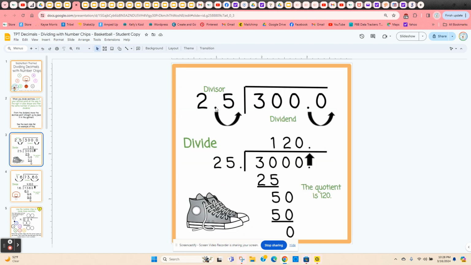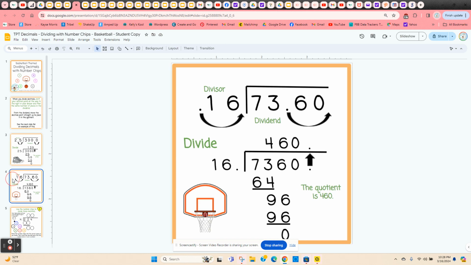So here we want to move the decimal point in the divisor all the way to the right. So in this case, one place to the right. So if we move the decimal point in the divisor one place to the right, we have to move the decimal point one place to the right in the dividend also. So this shows an example. And then they have an example where they have to move that decimal point two places to the right.